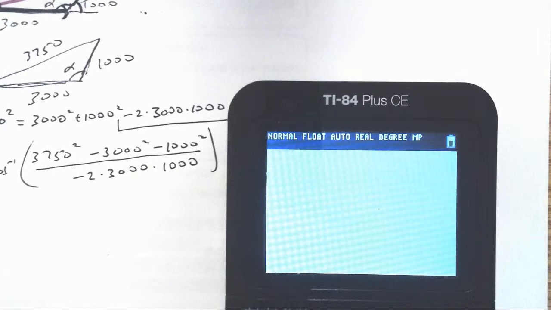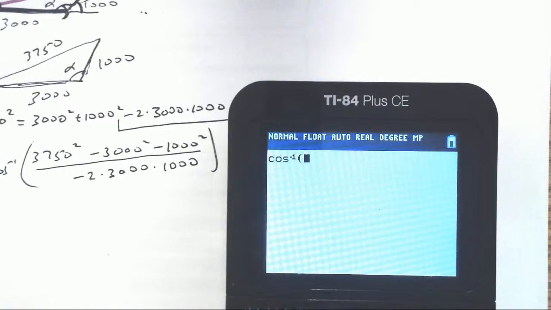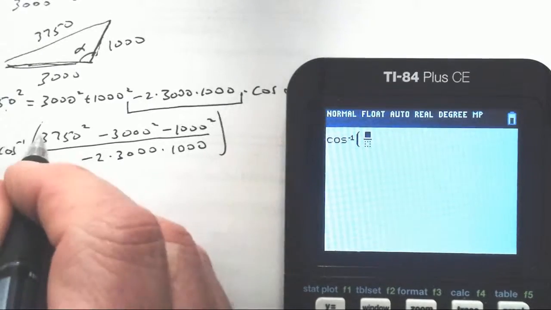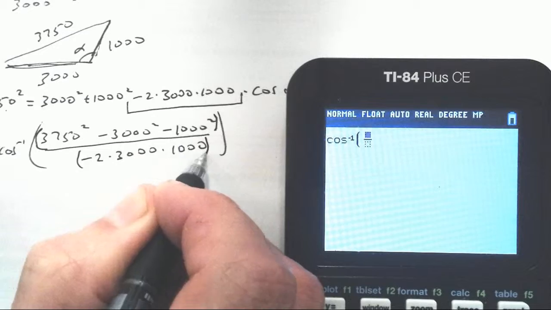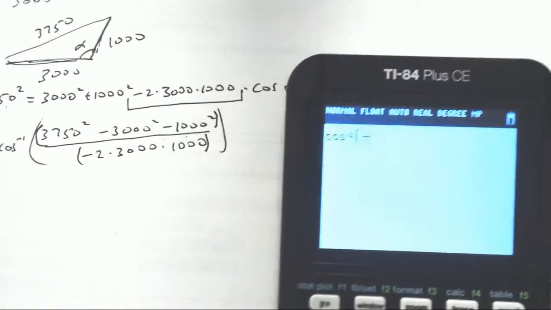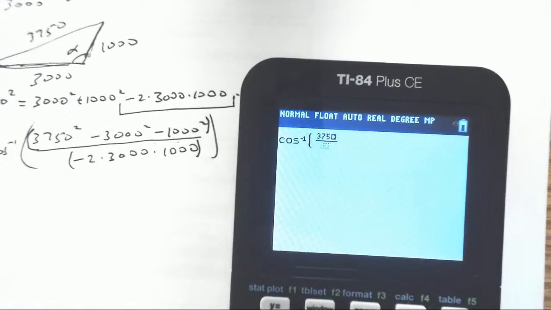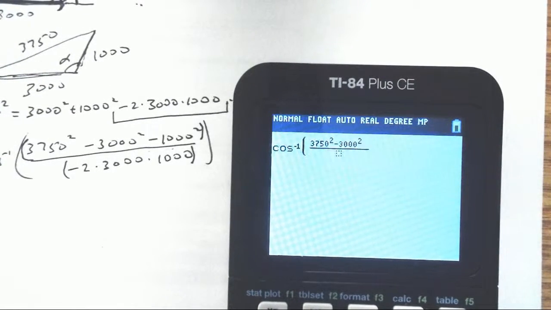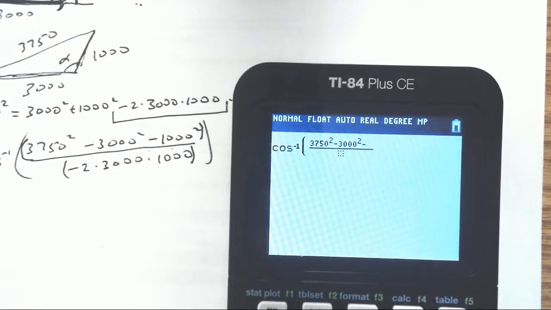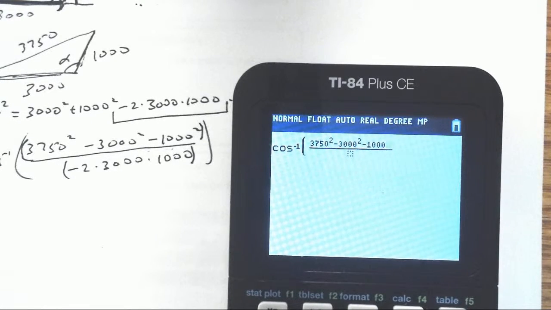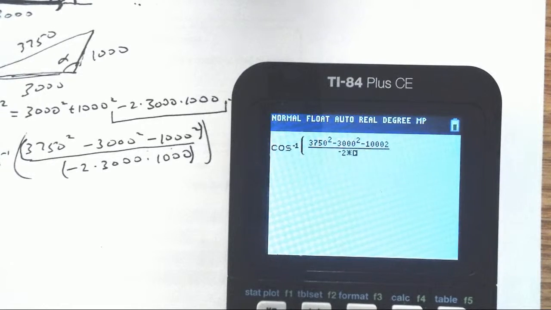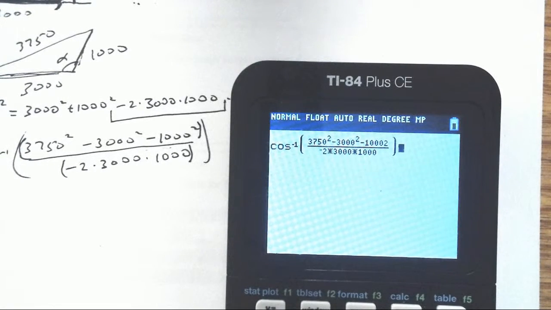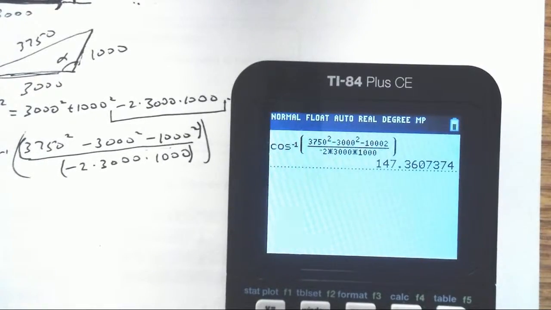Now, I'm going to go cosine inverse of, and I'm going to use alpha y equals to write this as a fraction. If you don't have the option to do that, you're going to need to put these in parentheses and division between those. Your numerator and denominator will both have to be in parentheses. So here we go. 3750 squared minus 3000 squared. This is the type of problem people will either drop or add an additional 0 on. Minus 1000 squared, over negative 2 times 3000 times 1000. Double check those. Looks good. And we get 147 degrees.